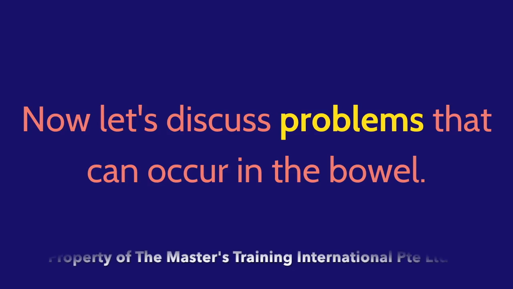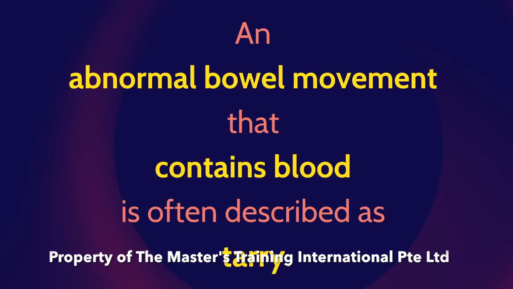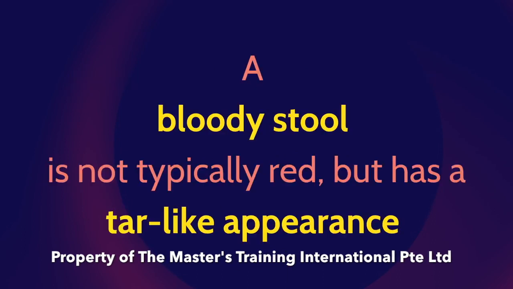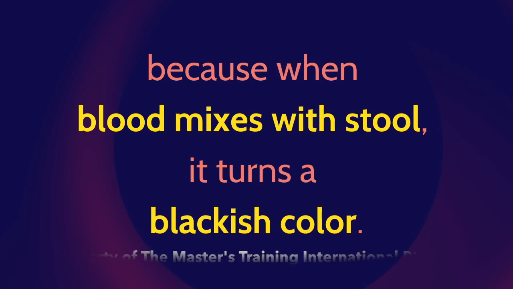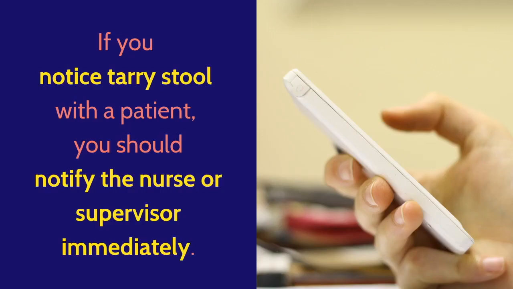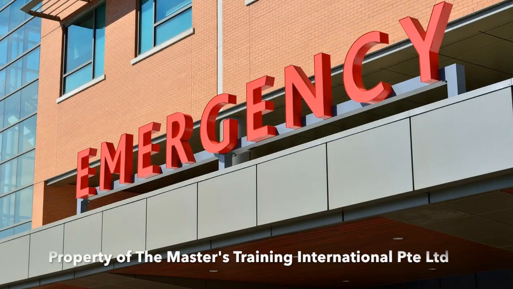Now let's discuss problems that can occur in the bowel. An abnormal bowel movement that contains blood is often described as tarry. A bloody stool is not typically red, but has a tar-like appearance because when blood mixes with stool, it turns a blackish color. If you notice tarry stool with a patient, you should notify the nurse or supervisor immediately. Blood in the stool can be a medical emergency.